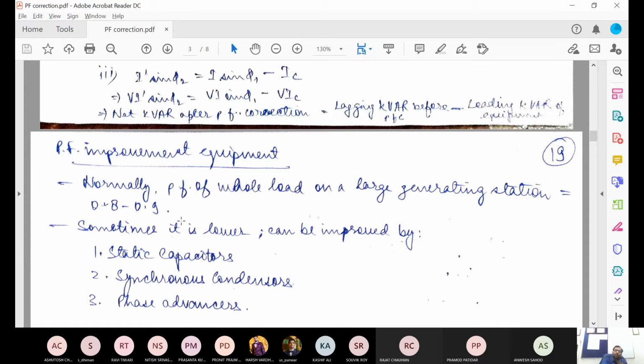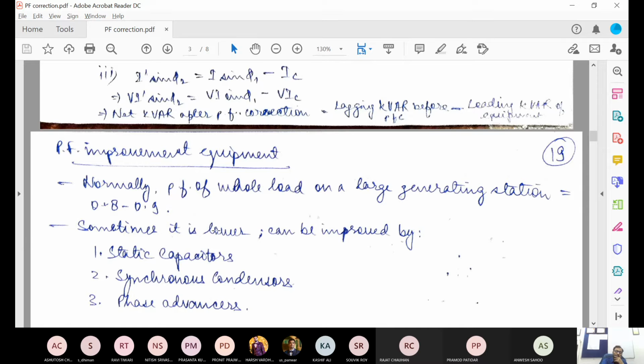Overall, for a typical large generating station, the overall power factor of operation might be in the range 0.8 to 0.9, which is still acceptable. But if it is going lower, less than 0.8, then it definitely becomes a cause of concern, and then we need some other equipment to improve this.